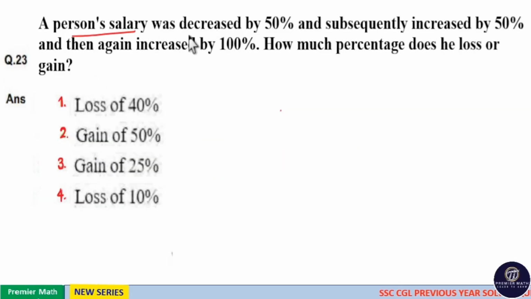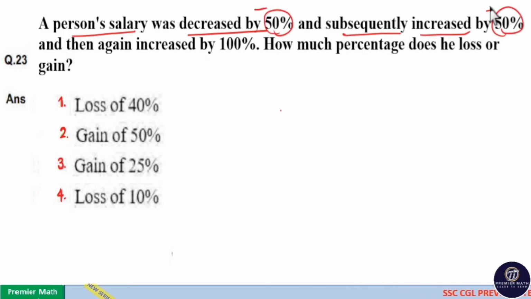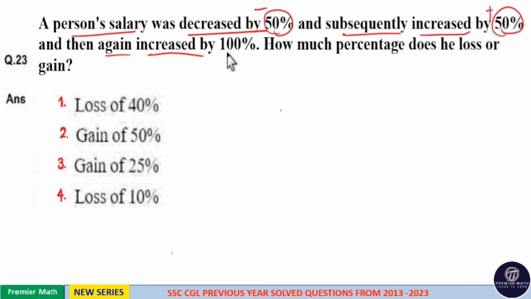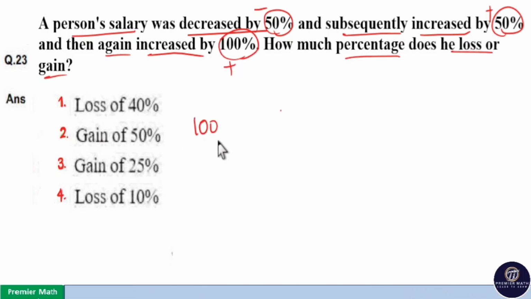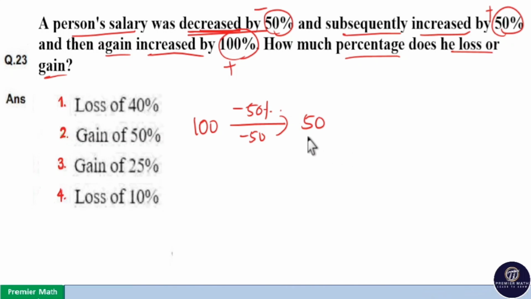A person's salary was decreased by 50% and subsequently increased by 50%. Then again increased by 100%. How much percentage does he lose or gain? Consider the initial salary of this person as 100 rupees. Then salary decreased by 50% means 50% of 100 is 50. So 100 minus 50, 50 rupees is the salary after reduction.